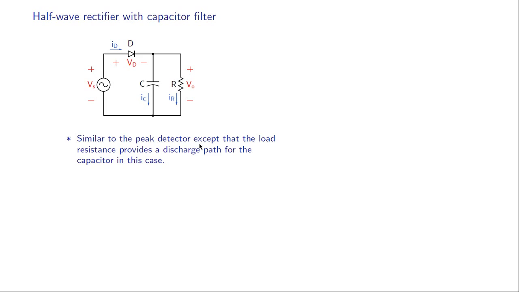The difference is that in this case we have a load resistor which is going to draw a current, and therefore that current will provide a discharge path for the capacitor. In the case of the peak detector, this was not there, and therefore there was no path for the capacitor to discharge because the diode cannot conduct current in the reverse direction.